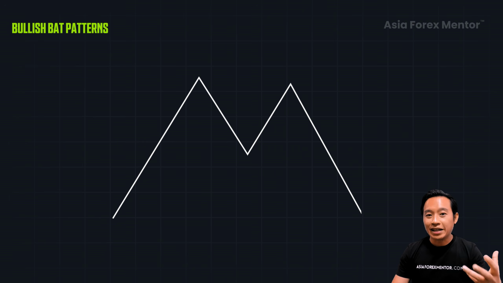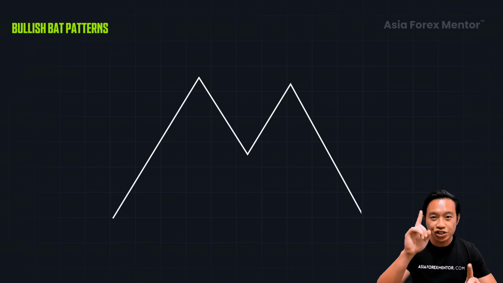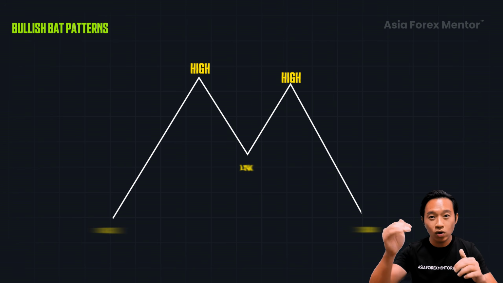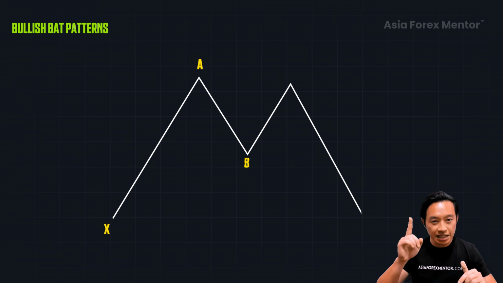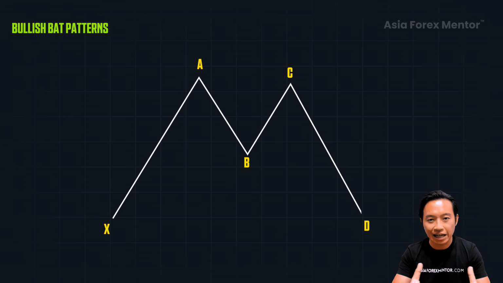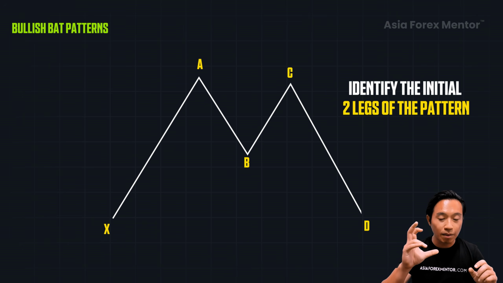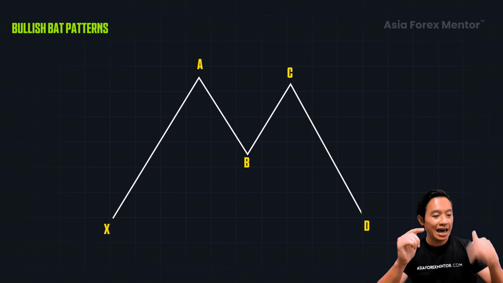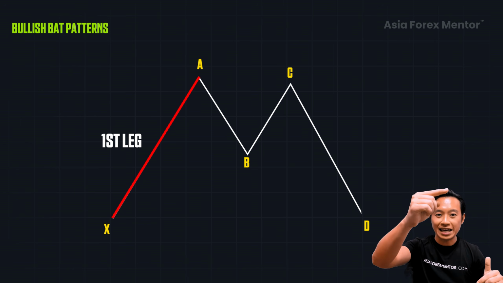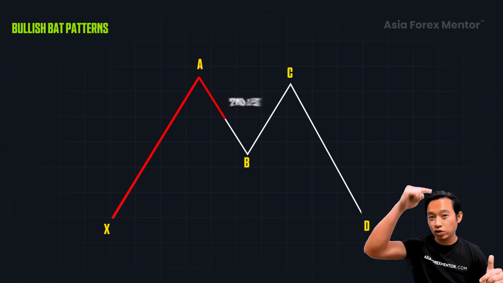To make the pattern easier to understand, we're going to label each of these highs and lows as X, A, B, C, D. This is a structure that most harmonic patterns follow. The first step is to identify the initial two legs of the pattern. The first leg moves from X to A, which is followed by the second leg, which retraces from A down to B.